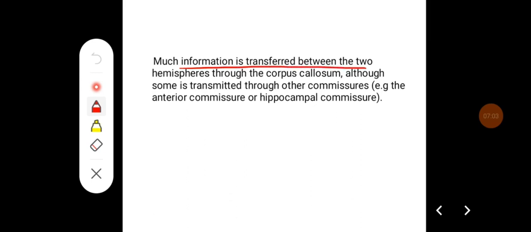Much information is transferred between the two hemispheres through the corpus callosum, although some is transmitted through the other commissures, for example, the anterior commissure or the hippocampal commissure.